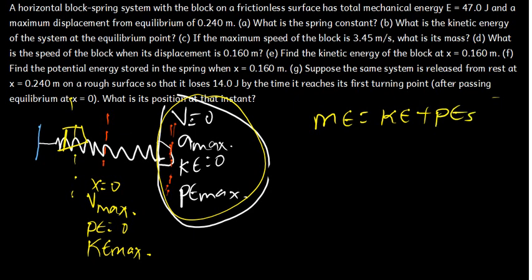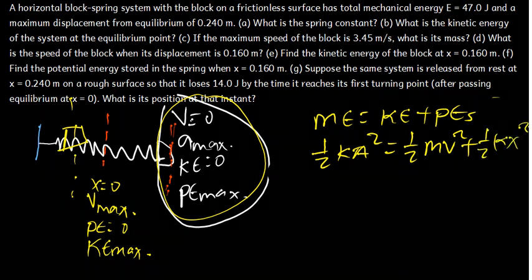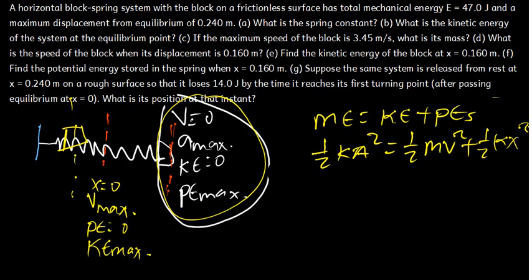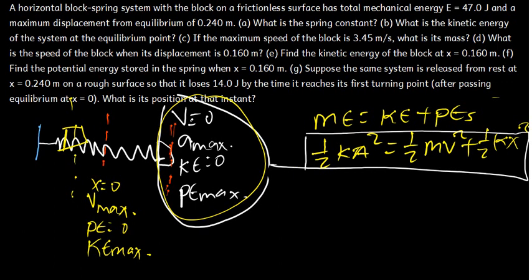Now, mechanical energy is given by the formula half kA squared, where A is the amplitude. Then, kinetic energy is always half mv squared. Then, elastic potential energy is always half kx squared. So this is the formula for conservation of energy in a spring, in short. That is the formula which we have.